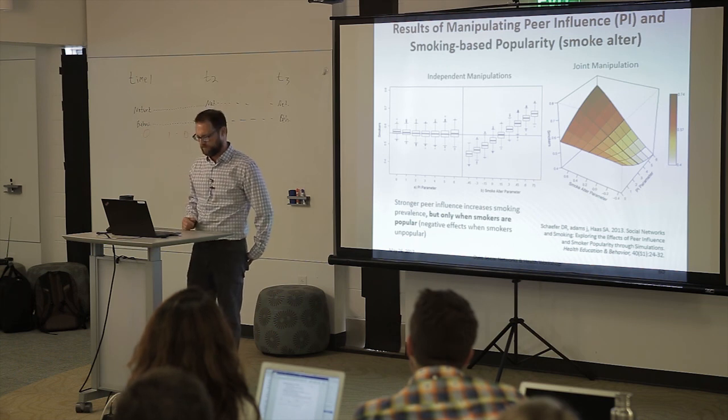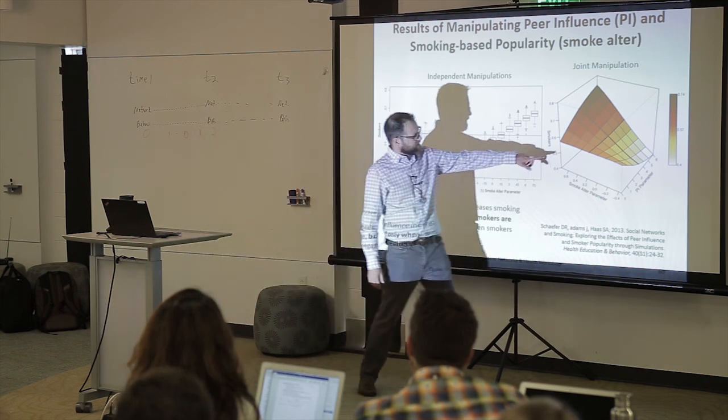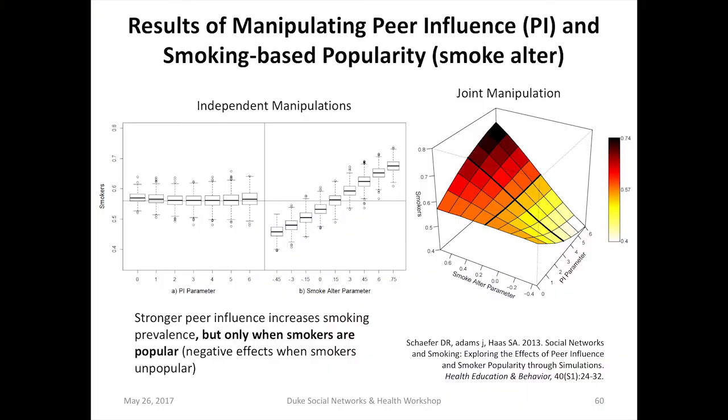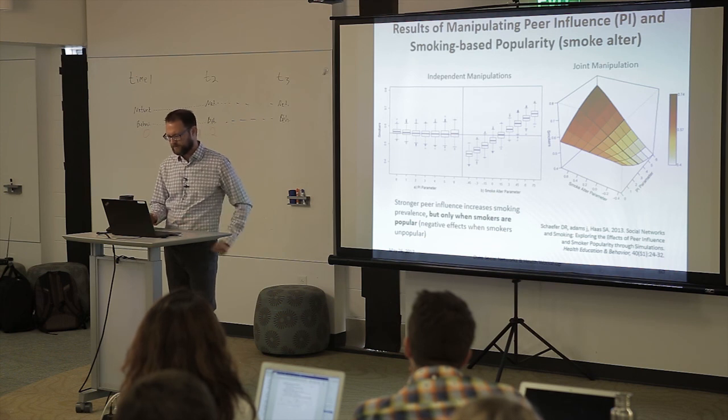Okay, and when we manipulate it jointly, that might be kind of hard to read, but the bold lines in the middle represent these. And what we basically see is, again, when smoking popularity is at its observed level, peer influence doesn't matter. But as the popularity of smokers shifts, when smokers are popular, peer influence leads to lots of smoking. When smokers are unpopular, peer influence serves a protective function, keeps people from smoking. So the impact of some of these effects really depends upon what else is happening in this context.